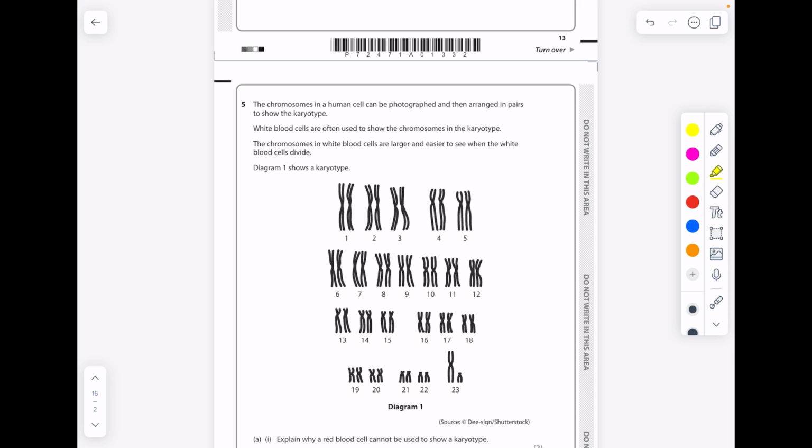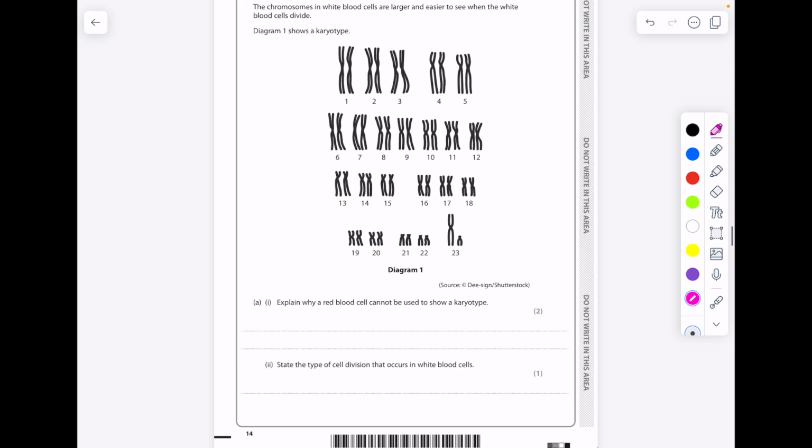The chromosomes in a human cell can be photographed and then arranged in pairs to show the karyotype. White blood cells are often used to show the chromosomes in the karyotype. The chromosomes in white blood cells are larger and easier to see when the white blood cells divide. Diagram 1 shows the karyotype.